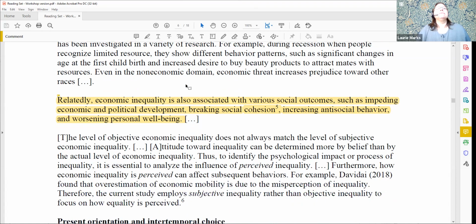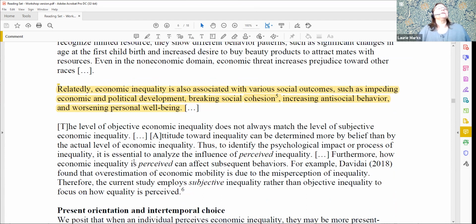A little bit further down, we have another highlighted sentence where I said, relatedly, economic inequality is also associated with various social outcomes, such as impeding economic and political development, breaking social cohesion, increasing antisocial behavior, and worsening personal well-being. So these are social outcomes that also result from economic inequality. These characteristics are a result of the inequality, but typically the people who aren't affected by these will blame the victims for it.